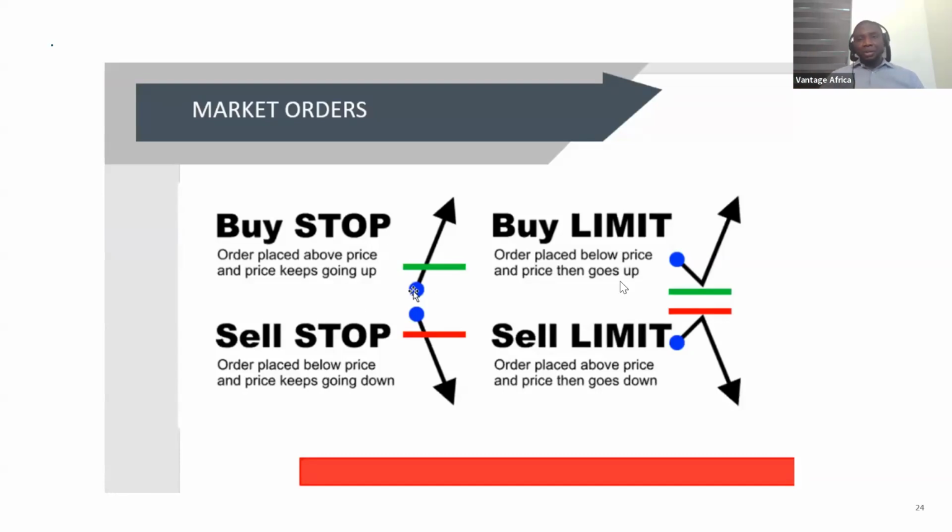Then for buy limit orders, we call these continuation orders. And why do we call these continuation orders? Sorry, we call them reversal orders. Pardon me. Buy stop and sell stop orders are called continuation orders, and we already saw why they are called that. Then buy limit orders are called reversal orders. Why are they reversal orders? You can see on the screen, there's some reversal there.